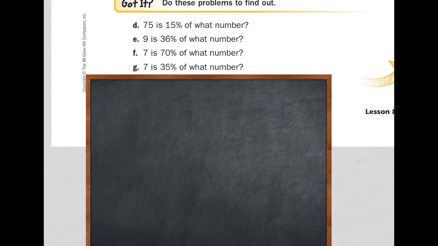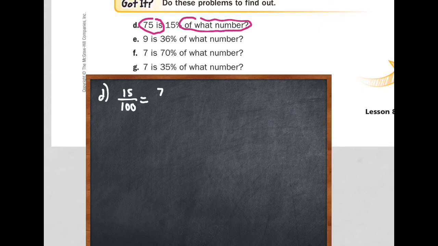These are all the generic ones, so you can use percent over 100 equals is over of. So let's get started. D says 75 is 15% of what number? So 15 over 100 equals is. Remember, 75 is, of what number? All right, so it's going to be 75 is our is, of what number? We don't know.